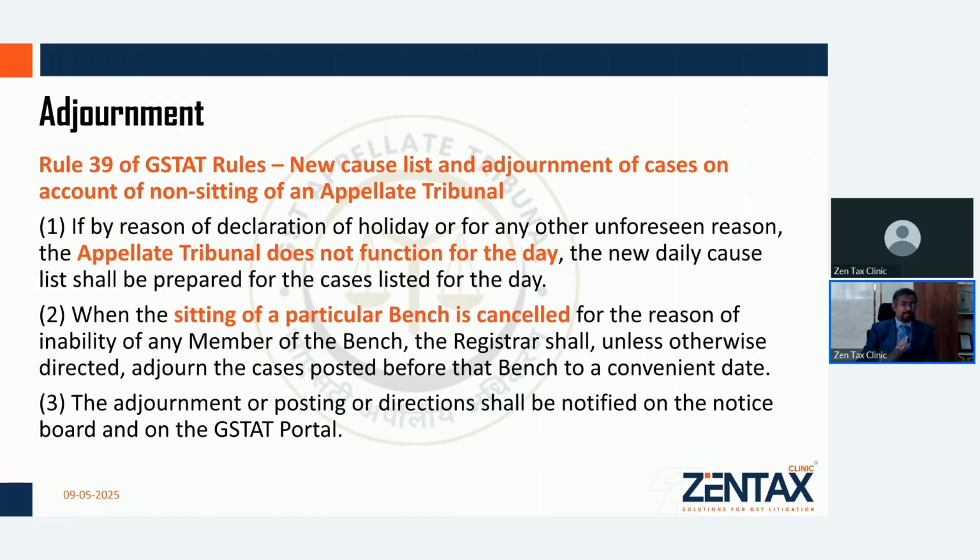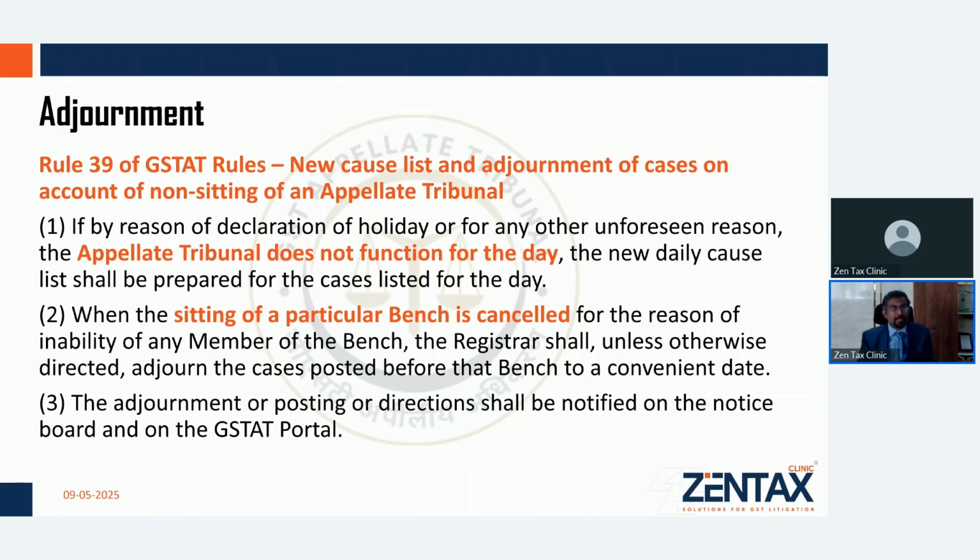Adjournments are contained in multiple legal provisions. One was contained in Rule 16, then under Rule 39 of the GSTAT rules, where because the Appellate Tribunal does not function on any specific day, the same list of cases will be listed for hearing on another day, right? Will be listed for another day.